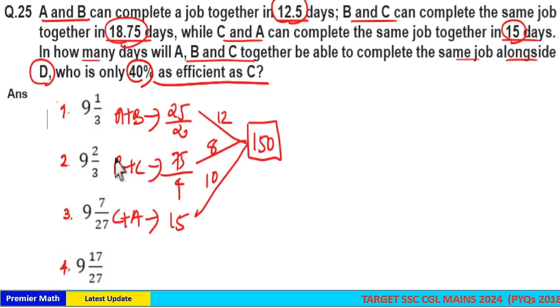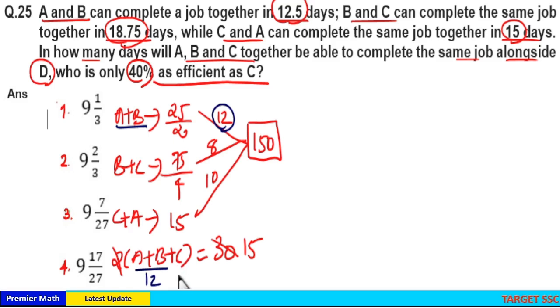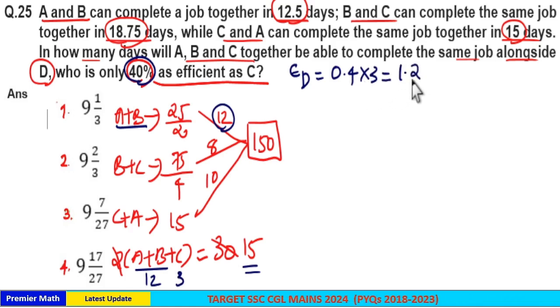Here we have 2A, 2B and 2C. So 2 times efficiency of A, B and C is 12 plus 8 plus 10, 30 units. Then efficiency of A, B and C is 15 units. Here efficiency of AB is 12 units, so efficiency of C should be 3 units. 12 plus 3 is 15 units. Now efficiency of D is 40% of C. 40% is 0.4. So 0.4 times C, C is 3 units. So 0.4 into 3 is 1.2 units, the efficiency of D.